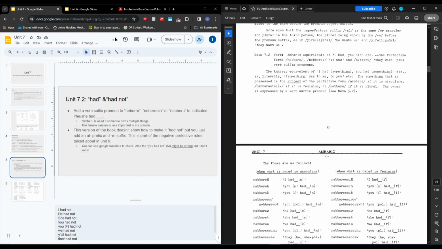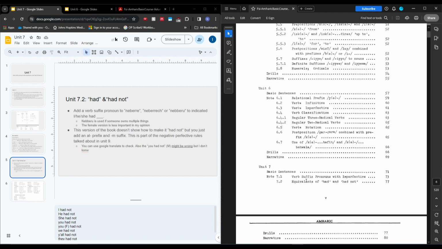Going into 7.2, so the textbook actually messes up here because it says that it's going to talk about how to say I had, you had, etc., and also had nots as indicated here in the table of contents.